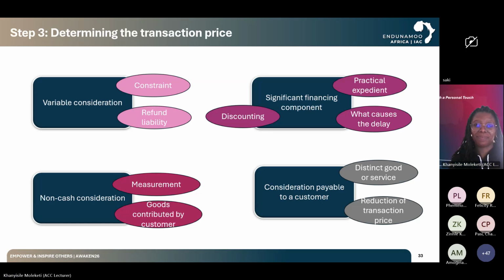Amogela? Hi, Kenny. The question I have is, can I please get clarity here? If there's a significant financing component, basically we're trying to make sure that our transaction price will exclude that significant financing component, isn't it?